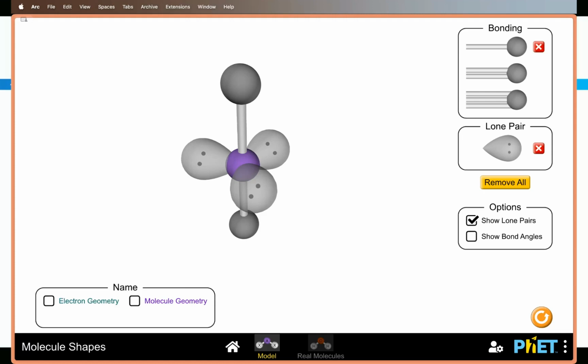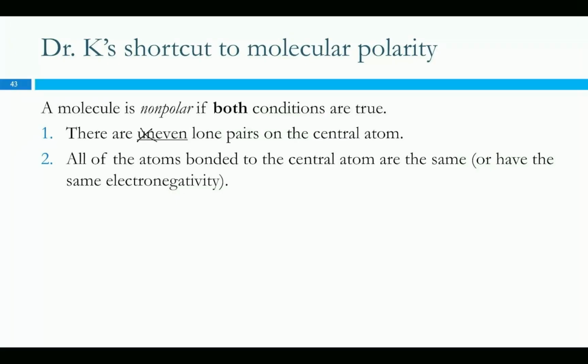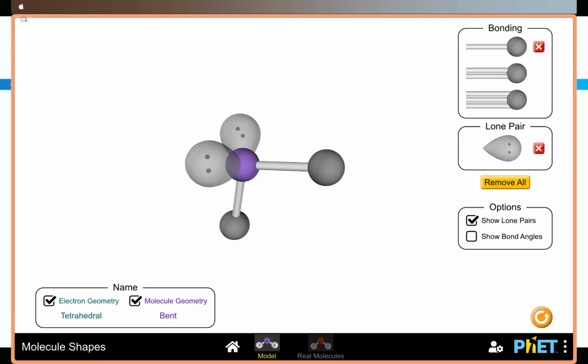So this would be AX2E3. The electron geometry is trigonal bipyramidal. Molecular geometry is going to be linear. And the other one was square planar. So you've got these even lone pairs: one of them is AX4E2, and the other one is AX2E3. So an example of uneven lone pairs would be like water.